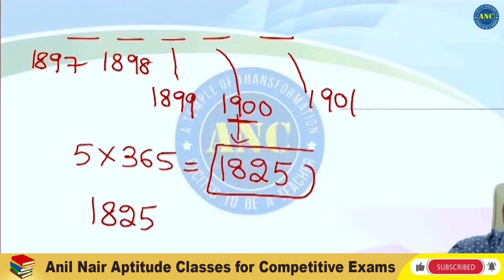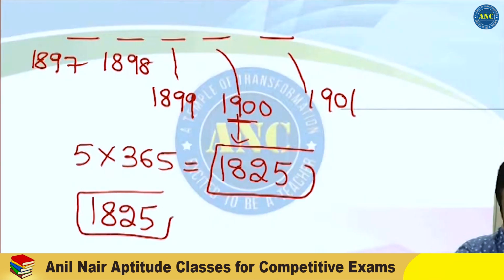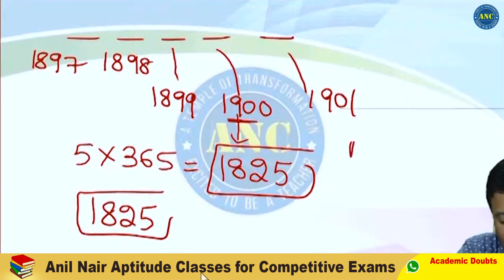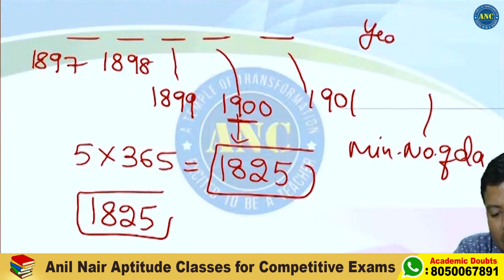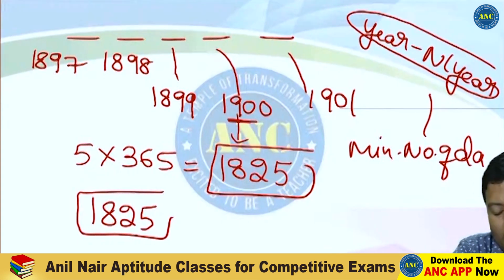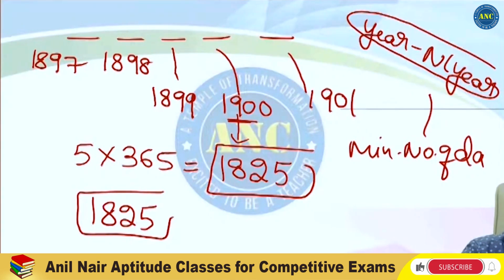1825 is the answer. Those who got it right, please take a bow from my end. The question is minimum number. Minimum number will be obtained if every year is a non-leap year. A leap year has 366 days, so the value will grow. I hope it is clear. Now, the answer is 1825.